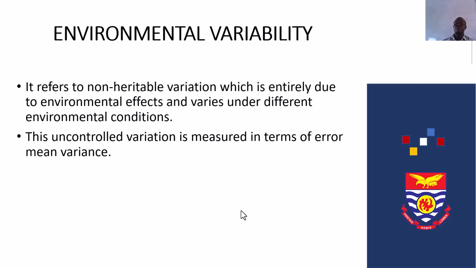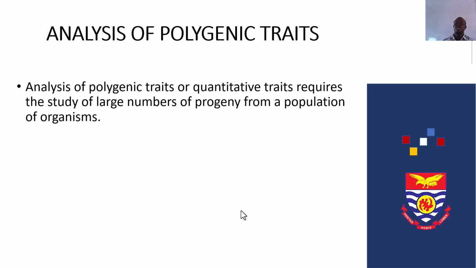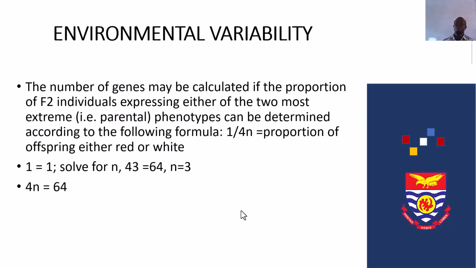Environmental variability refers to non-heritable variation, which is entirely due to environmental effects and varies under different environmental conditions. This is uncontrolled variation, measured in terms of error mean variance. Analysis of polygenic traits or quantitative traits requires the study of large numbers of progeny from a population of organisms.